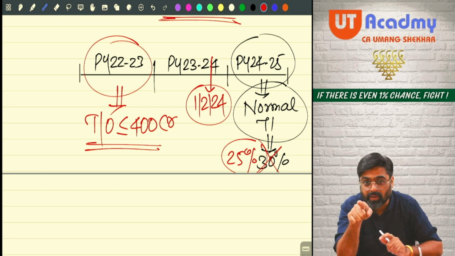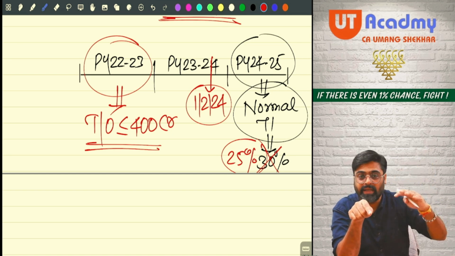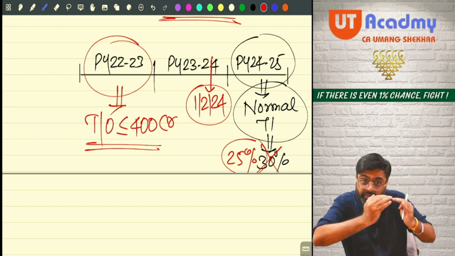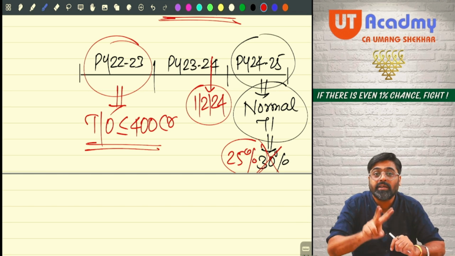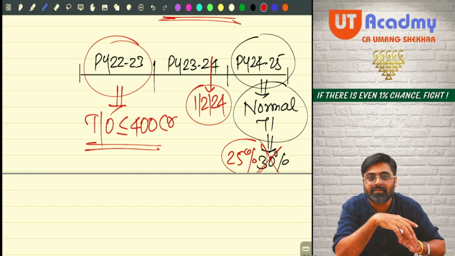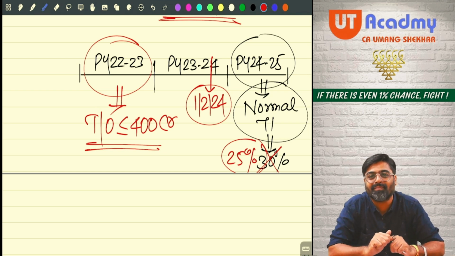Because right now it is February month. In the February month, the budget is coming, and in this budget, we are telling that next year your tax rate will be 25%. If this year, 23-24, your turnover happens to be 400 crores or less, still 2 months are remaining, February and March. In these 2 months, you will manipulate your turnover.